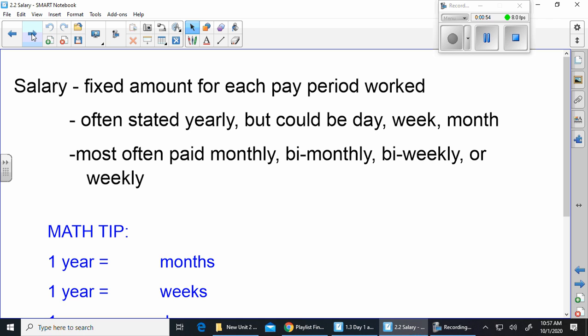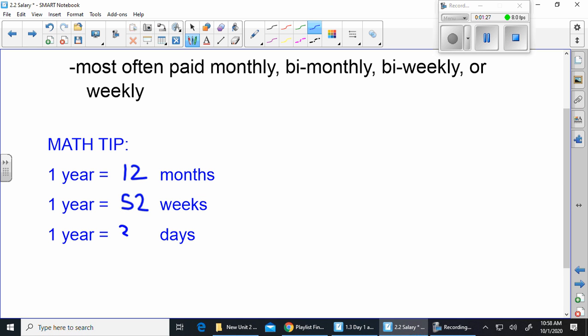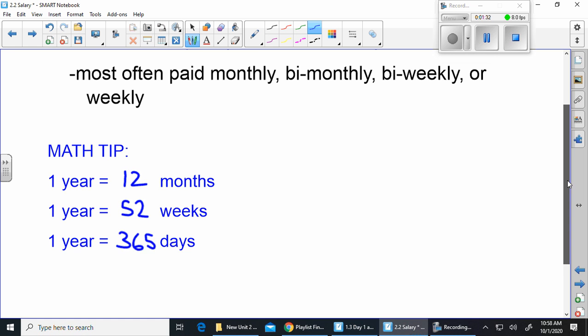Most often, they take your salary and they pay you monthly, bi-monthly, bi-weekly, or weekly, which really means they take your salary and they split it up. Well, if they pay you monthly, we should know, math tip here, 1 year is 12 months, 1 year is 52 weeks, 1 year is 365 days. So you do have to know these words.